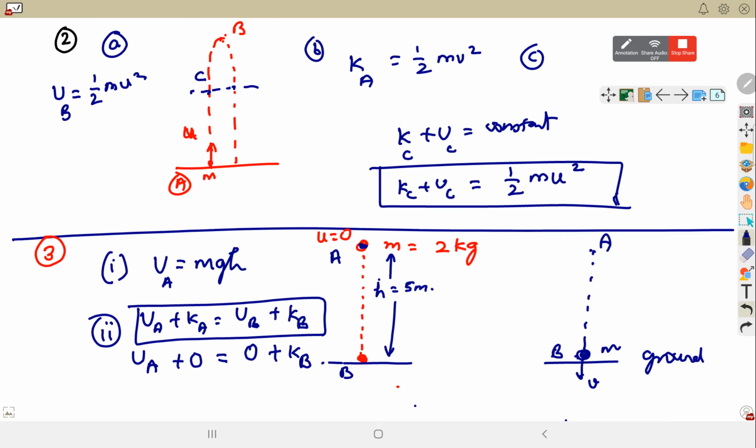This step you have to show, only then your answer is correct. You cannot directly write it as U is equal to K. Delta U is equal to delta K, which means if potential energy is decreasing, then kinetic energy is increasing, or if potential energy is increasing, then kinetic energy will be decreasing.